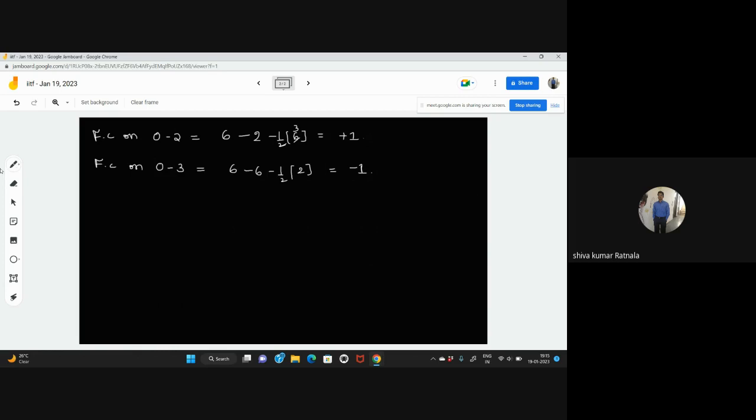Okay. Let me solve one more example. I think you will get it. Calculate formal charge of sulfur in HSO4 minus. So in HSO4 minus, I want to calculate formal charge of sulfur. You do it, that is all I'm asking now.